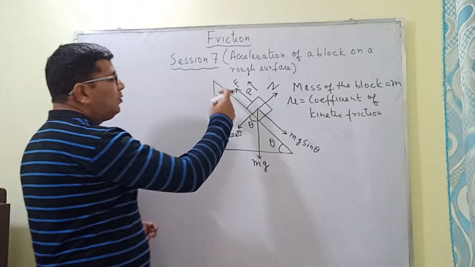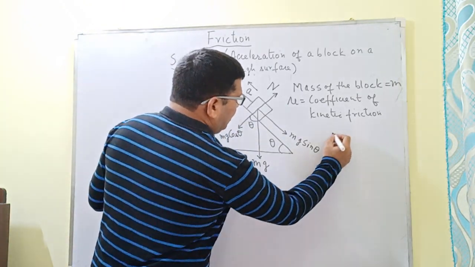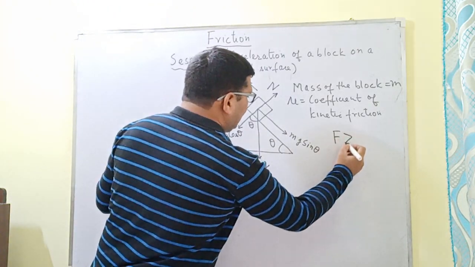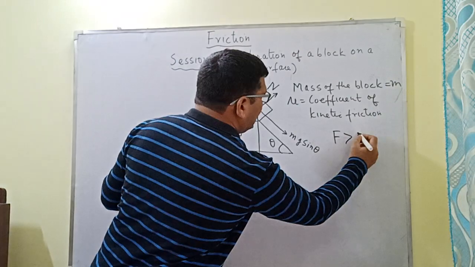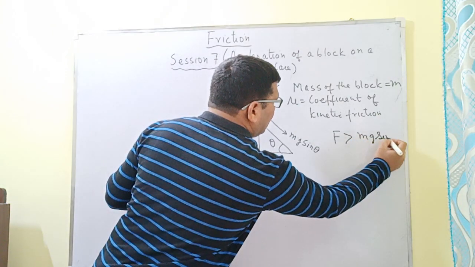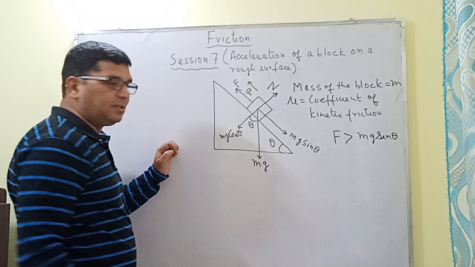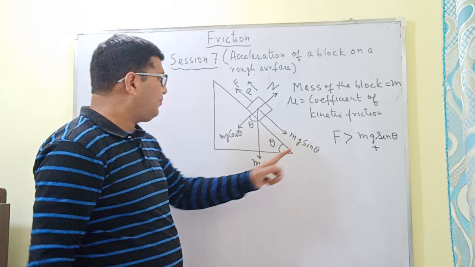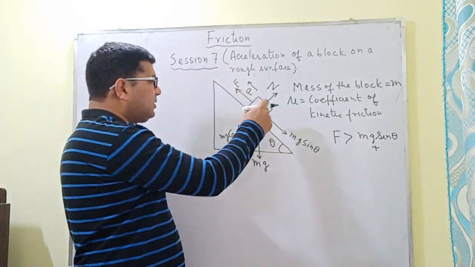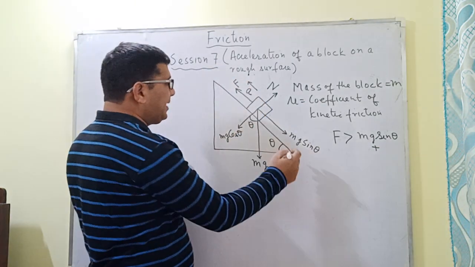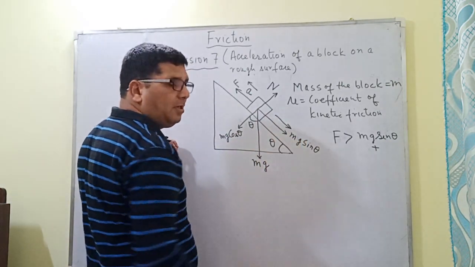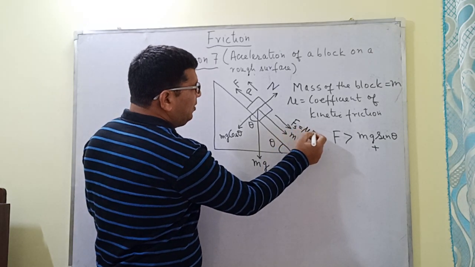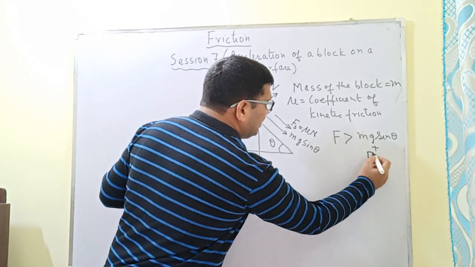So the block will start moving in the upward direction only when the magnitude of the external force F is greater than the sum of the forces which are acting in the downward direction. So the sum of the forces which are acting in the downward direction is equal to mg sin theta plus, since the block is moving in this upward direction, the force of friction will be acting in this direction. So this force of friction, let us say Fs, will be equal to mu into N.